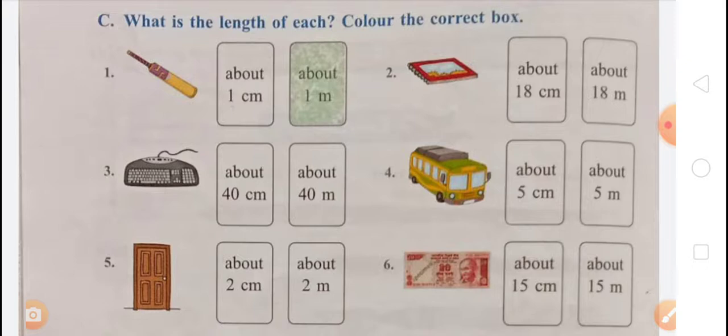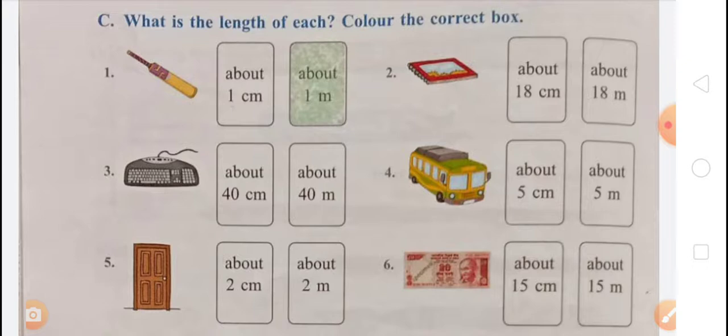And on third, the keyboard is about 40 centimeter, so you have to color it about 40 centimeter. In fourth there is a bus, and the length of the bus is about 5 meter, so you have to color it about 5 meter. On fifth there is a door, and the length of the door is about 2 meter, so you have to color it about 2 meter.